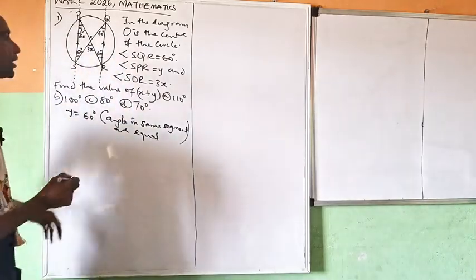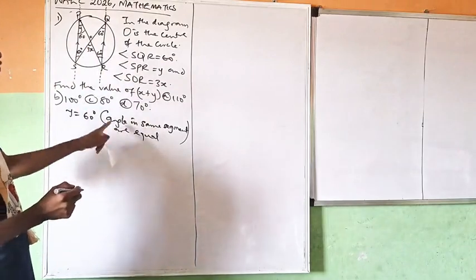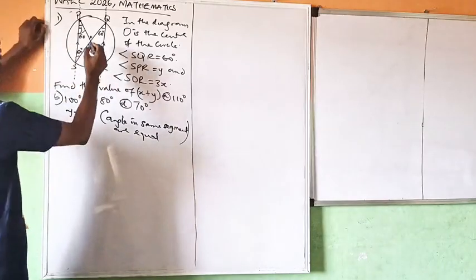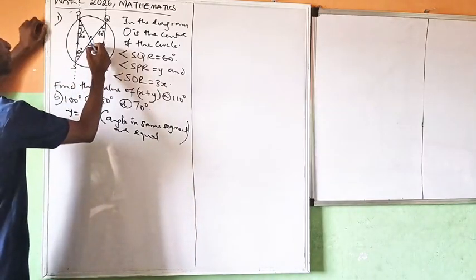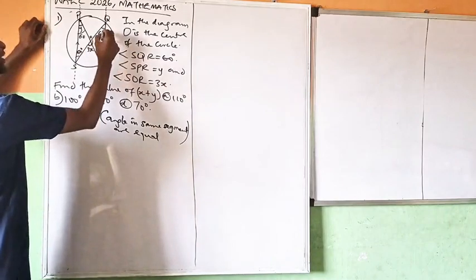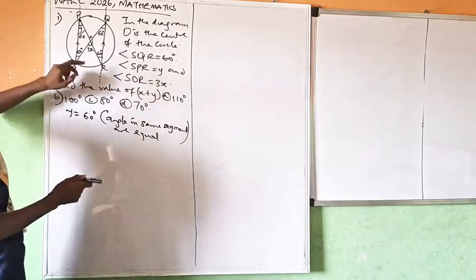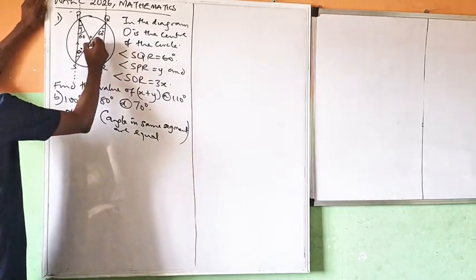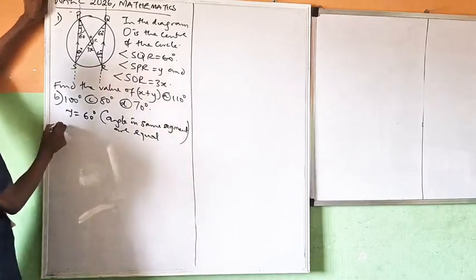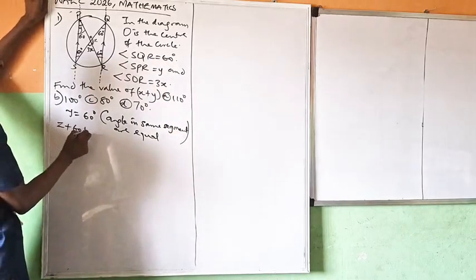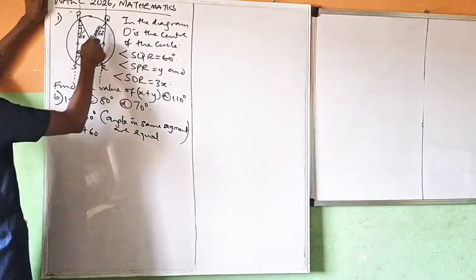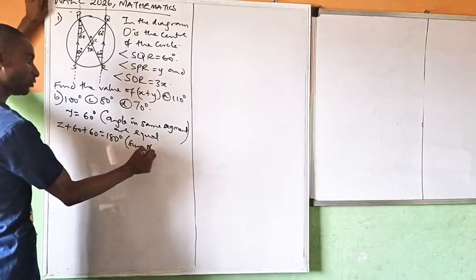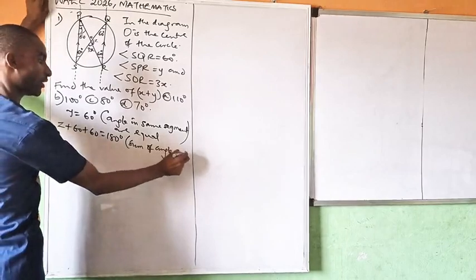So if that is the case, the last thing we want to do, the question says we should find x plus y. So we need to know the value of x. How can we know the value of x? We need to find here. If we're able to find here, you remember the sum of angles in a triangle is 180 degrees. So to find here, let's label it z. z plus 60 plus 60 is 180 degrees. Sum of angles in a triangle.